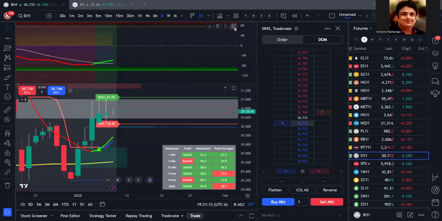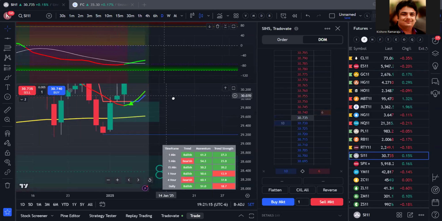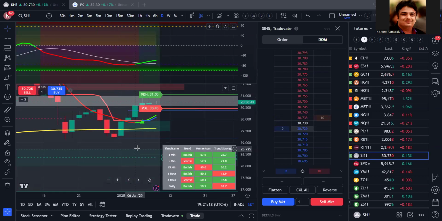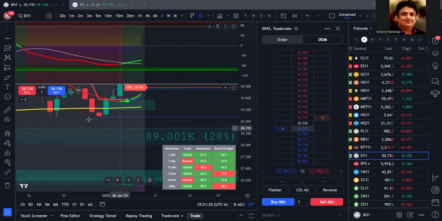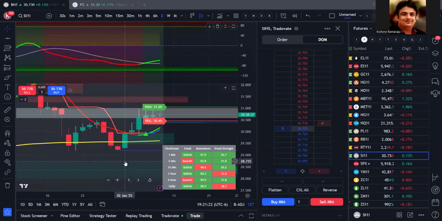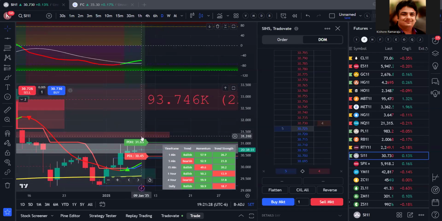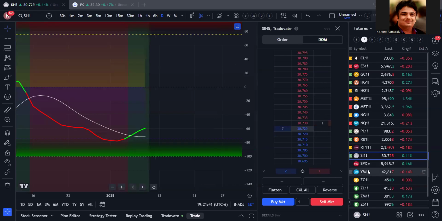So again, if you see here, there is a huge buy order block here. It came down, touched, then started going up, up, up. So there is a high possibility for it to go all the way to this 33. That is a $3,000-4,000 move from here to here. Then going back to YM.